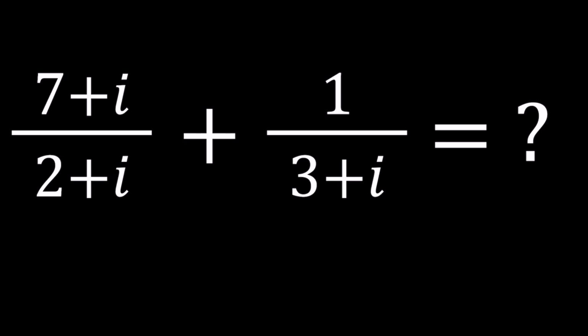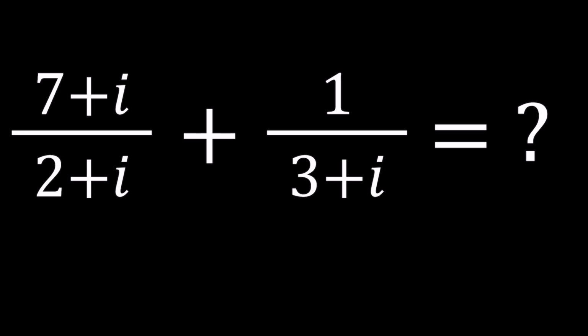And I wanted to combine a couple different elements here, such as division, addition, and also some other stuff. Of course, division involves conjugates, and then simplifying will involve addition and subtraction and so on and so forth. Anyways, let's get started. We have 7 plus i divided by 2 plus i, and then that is added to 1 over 3 plus i.